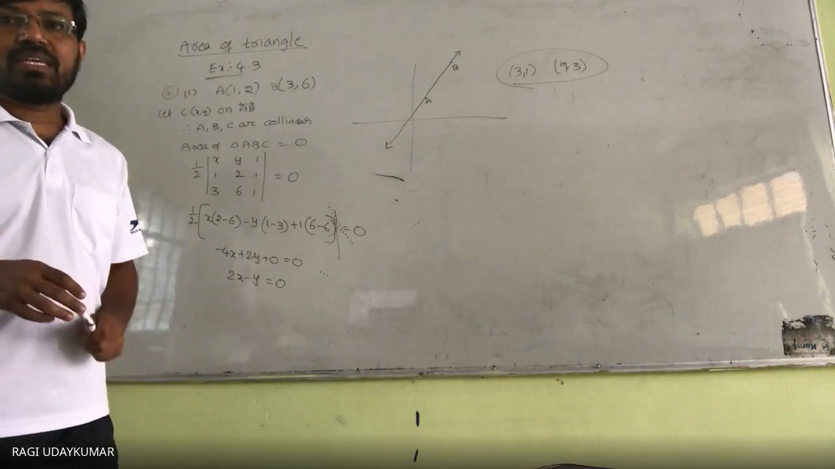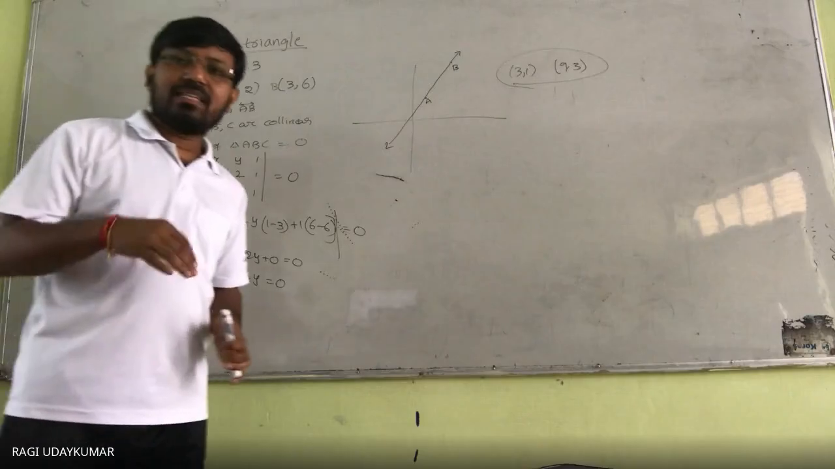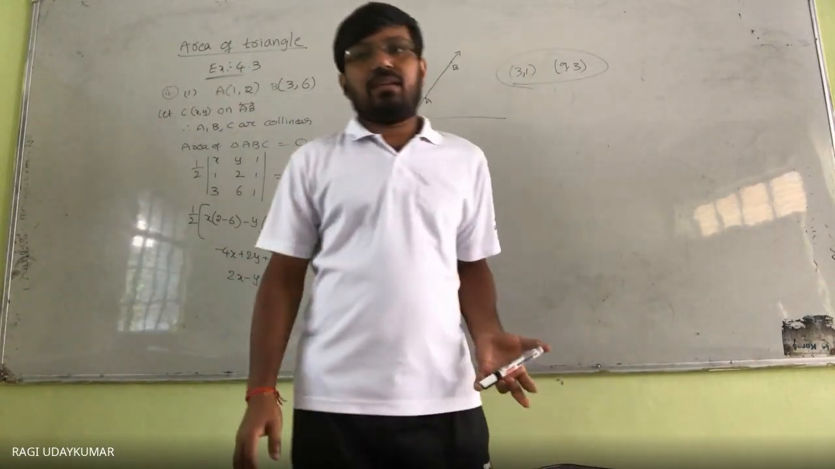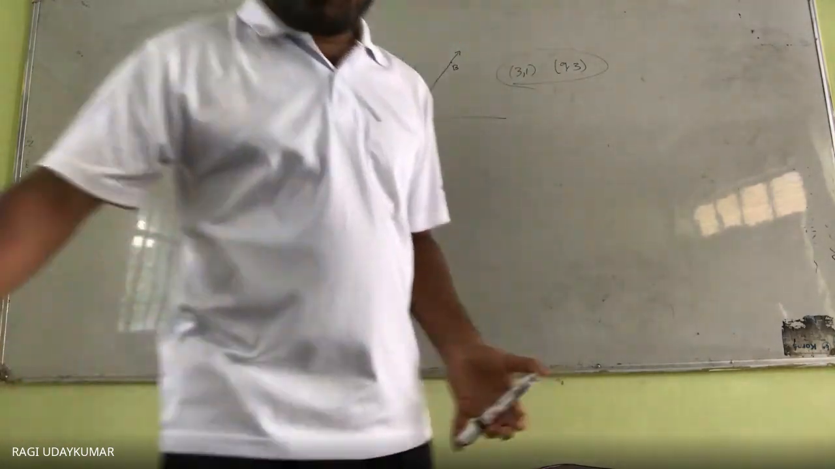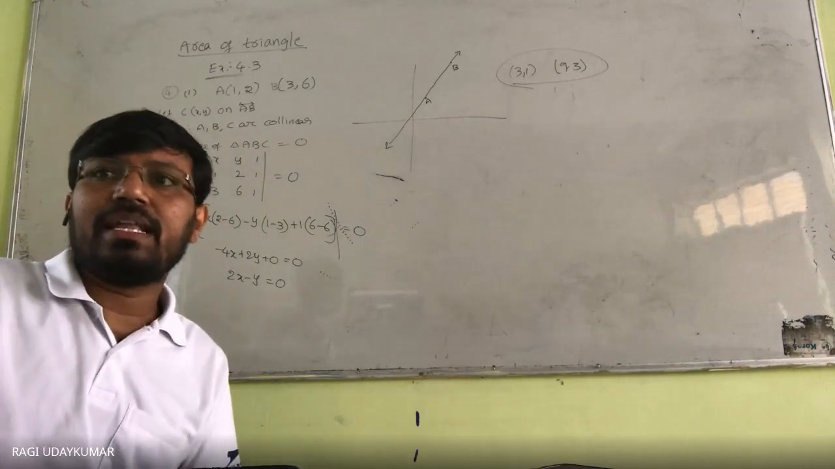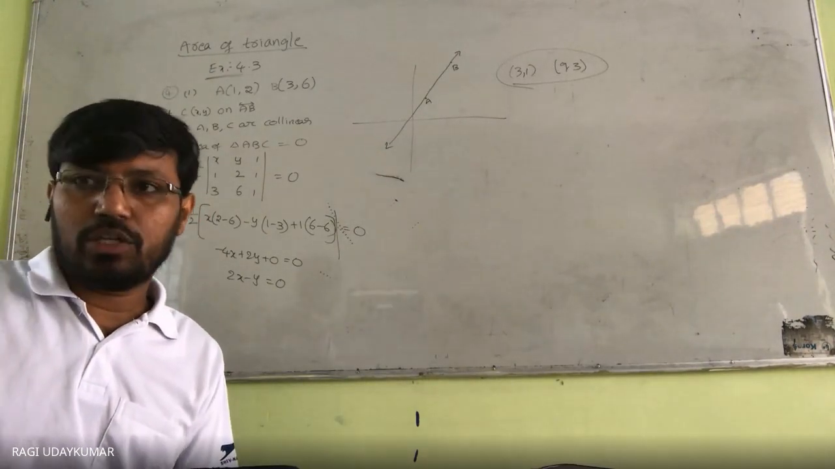And the fifth question is given to you. If the area of the triangle is 35 square units, then 3 points are given. Find the value of k that you can find. Is it clear to you? Yes, sir. This is about the area of the triangle using the determinants concept.